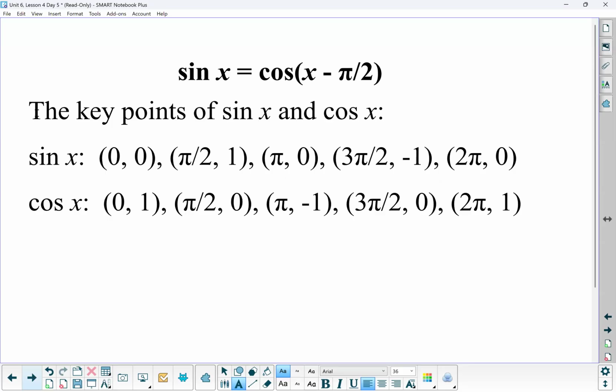And we talked about the key points for both sine and cosine, and those are the points that we generally graph. Cosine is at 0, 1, pi over 2, 0, pi, negative 1, 3 pi over 2, 0, and 2 pi, 1. Sine is at 0, 0, pi over 2, 1, pi, 0, 3 pi over 2, negative 1, and 2 pi, 0.